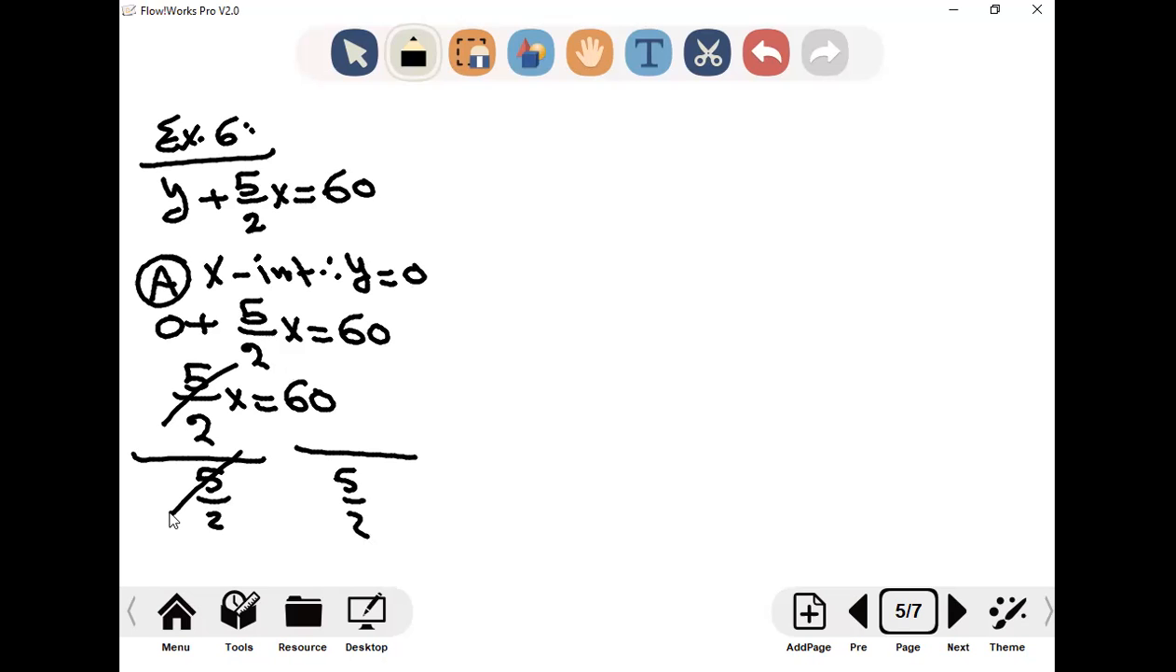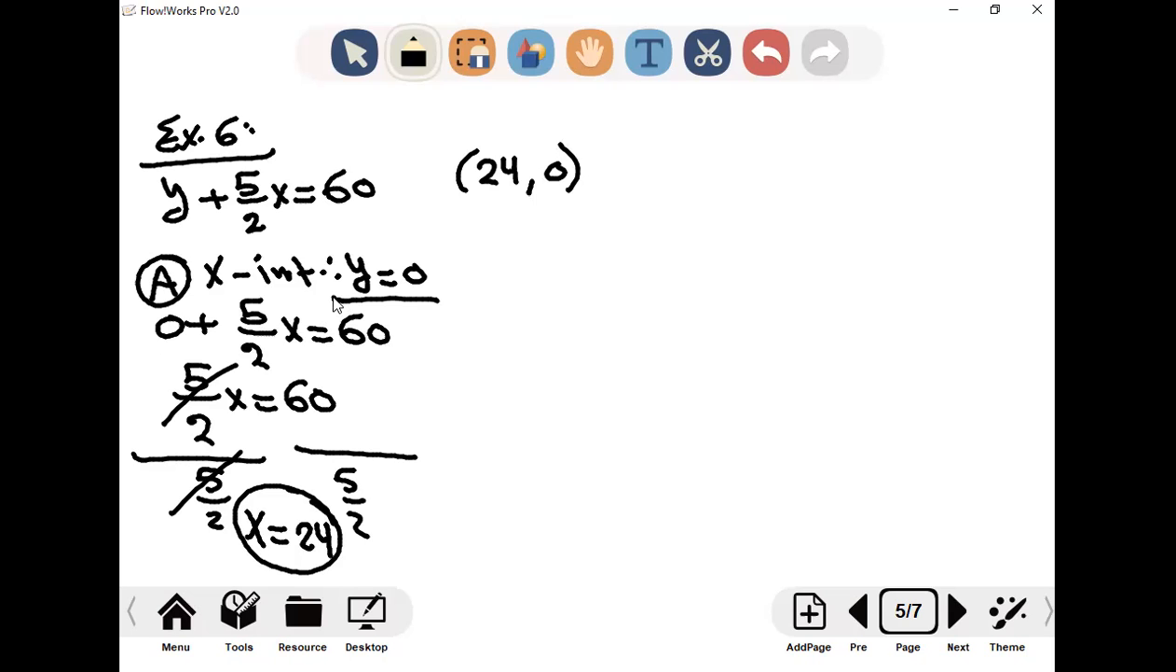120 divided by 5, 24, right? So x is 24. So what's the x-intercept as a point? As a point, as an ordered pair, 24 and 0. So the x-intercept is 24 and y is 0. The y is 0, right?